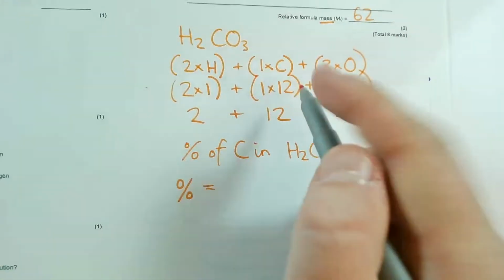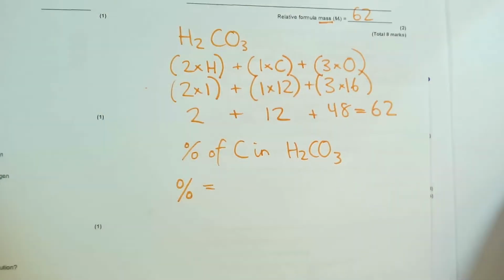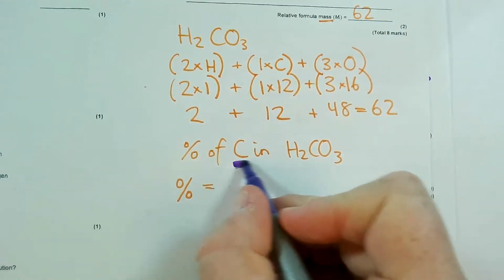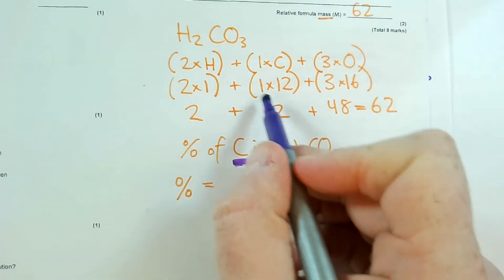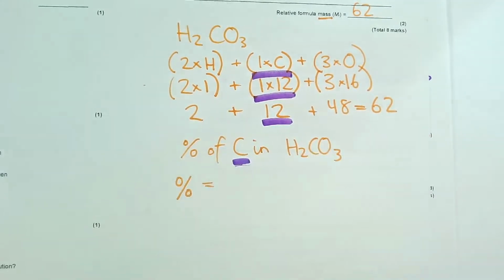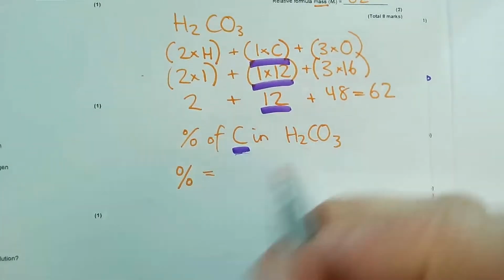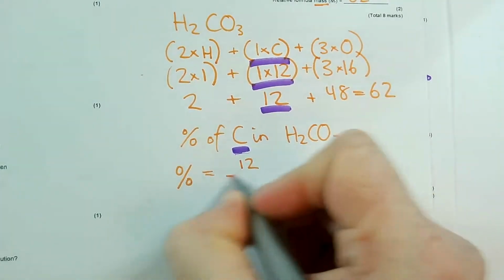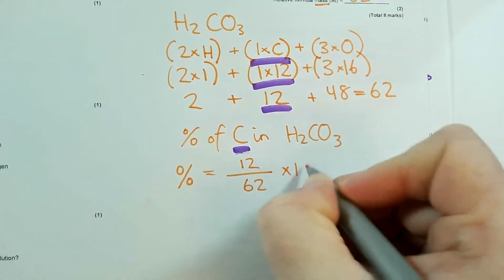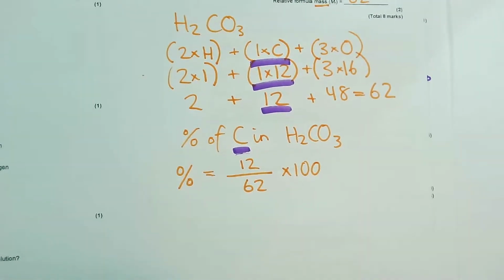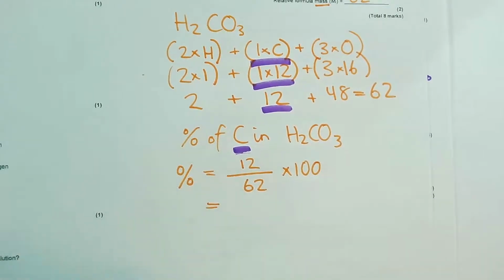And then you look, because it says the carbon part, right? We then just look at the carbon part of when we were doing it. And you see that gave us 12. So the percentage by mass is 12 divided by 62 times by 100 to make it a percentage. Okay, and then you stick that into a calculator, work it through.